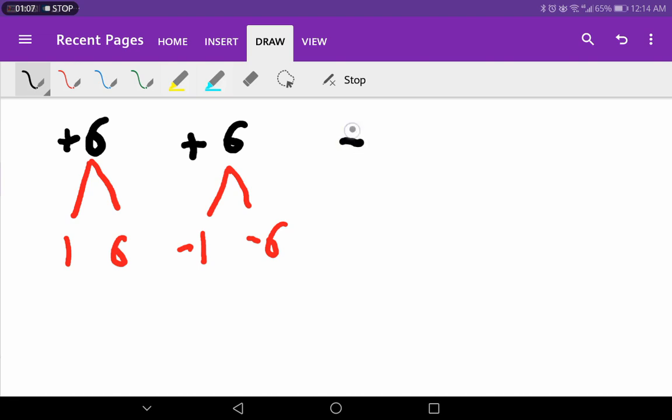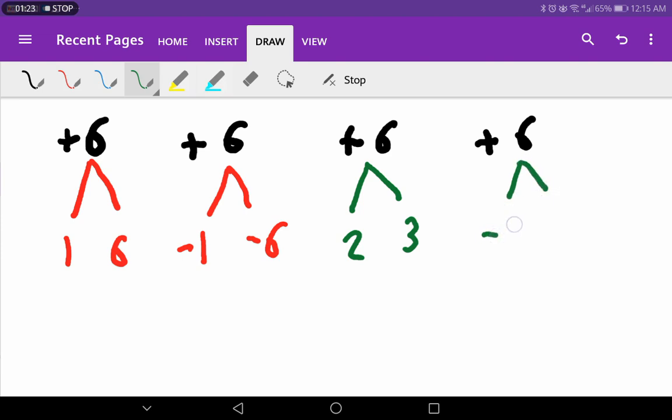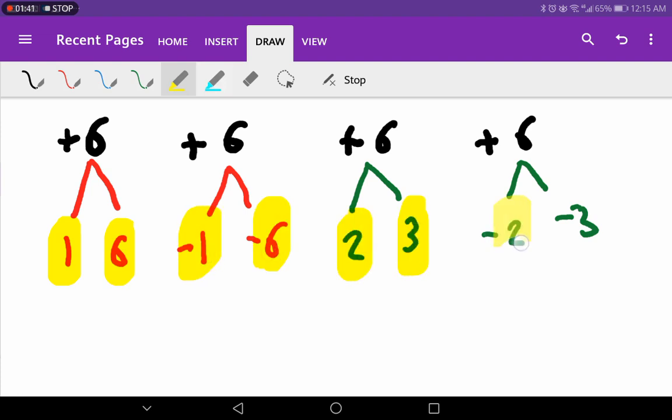Okay, positive 6 also, I can get it from, bravo, 2 and 3, and as you know, it is also coming from multiplying -2 and -3. So the factors for positive 6, in the integer numbers, are 1 and 6, -1 and -6, 2 and 3, and -2 and -3.